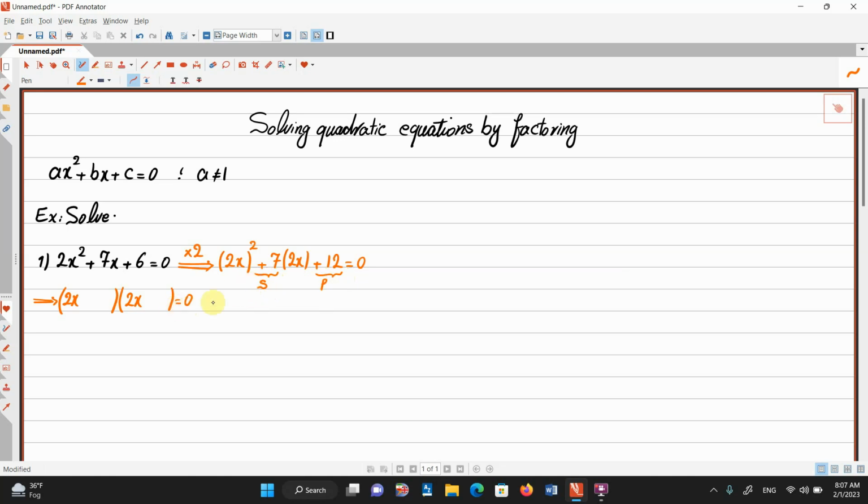Now, this number, I mean 12, stands for the product, and this number, 7, stands for the sum. You should find two numbers whose product is 12 and whose sum is 7. If you can guess those numbers, that will be much better.